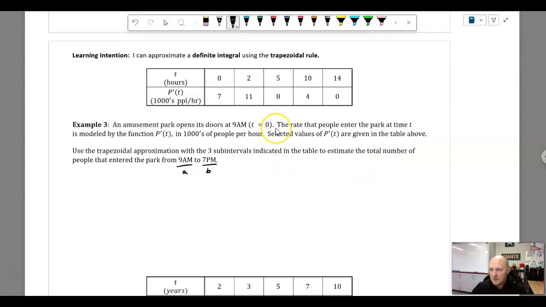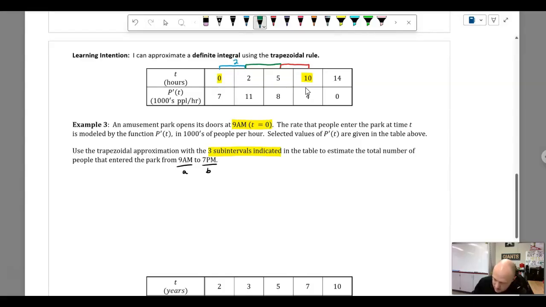So we know that 9 a.m. is time 0 here. Okay, so I'm going to start here, and then they want 7 p.m. Okay, so if I'm going to 7 p.m., I guess that would be 10? So we're going to stop here at t equals 10. They also say 3 subintervals indicated by the table. This is very important here, indicated by the table. So I sometimes like to do this. This would be my first width from 0 to 2, my second width from 2 to 5, and then my third width from 5 to 10, okay?